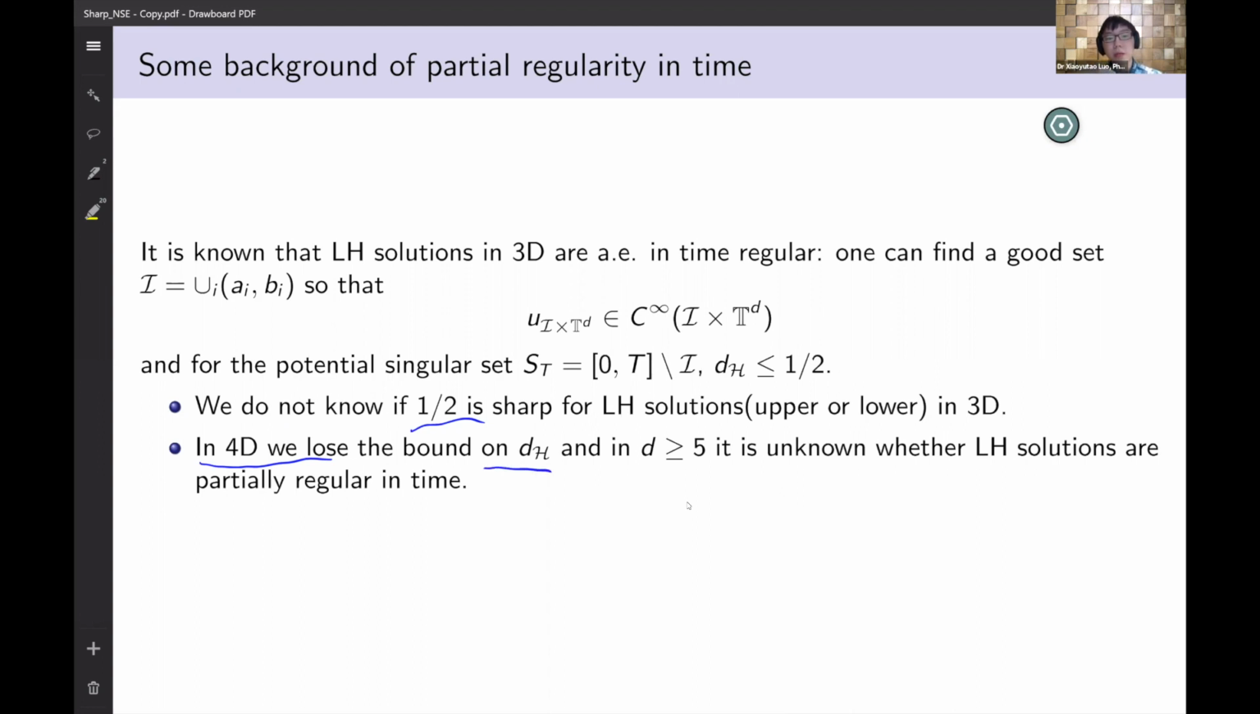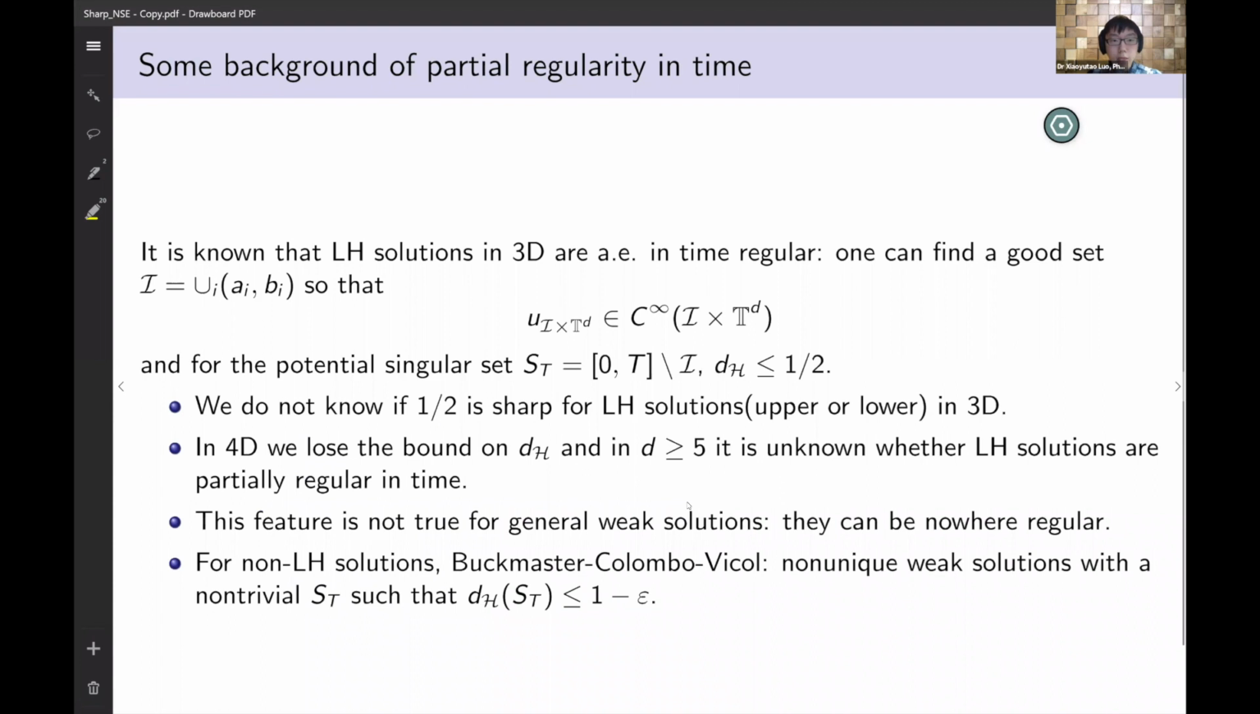We know that in 4D, Leray-Hopf solutions are still almost everywhere in time regular, but we don't have the bound on the Hausdorff dimension. And in 5D and above, we don't know whether Leray-Hopf solutions are partially regular. So they can be nowhere regular in theory. And again, this theory of partial regularity is only true for Leray-Hopf solutions. This is not the case for general weak solutions, and they can be nowhere regular.